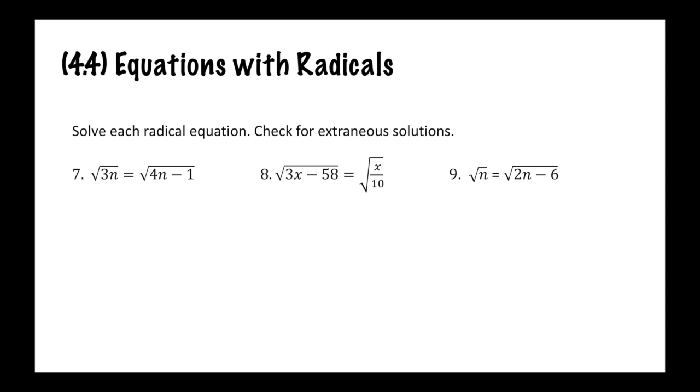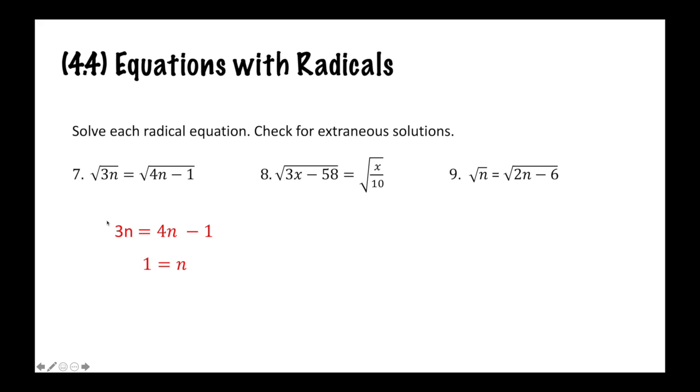On number 7, here we've got square roots on both sides. So I'm going to start by squaring each side, and that gives me 3n is equal to 4n minus 1. From here, I want to get my n's on the same side. So I can either choose to subtract this 4n over, and I would get negative n is equal to negative 1. Or if I don't want to get any negative variables here, I could subtract this over here, which makes it a positive n, and add this one to this side, which makes that a positive 1.